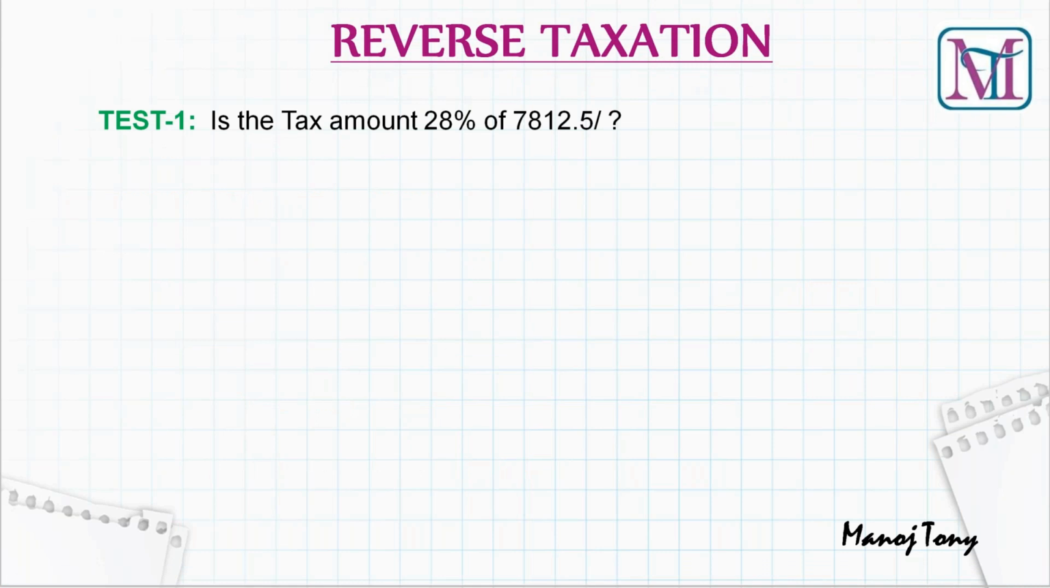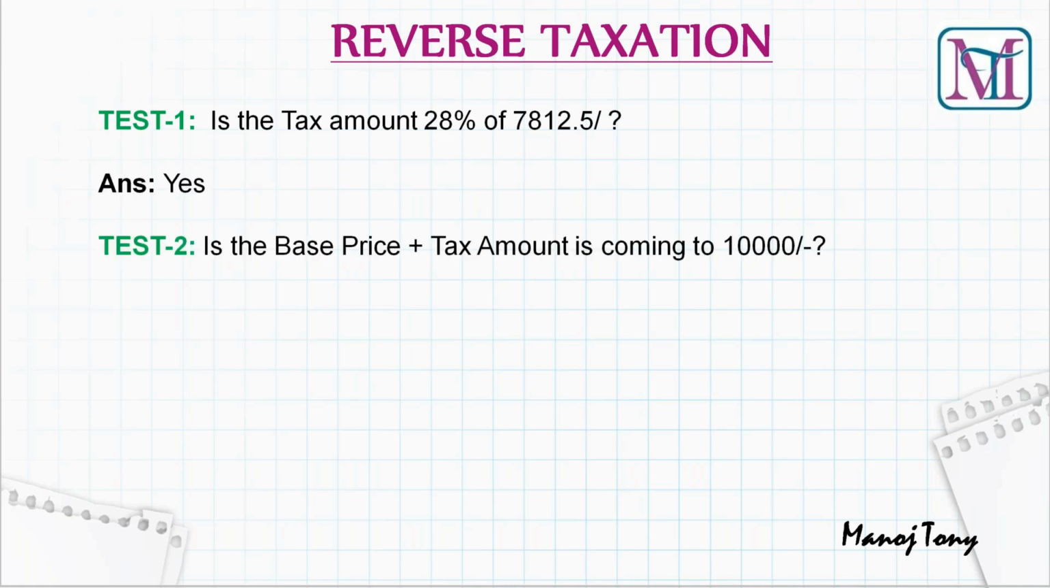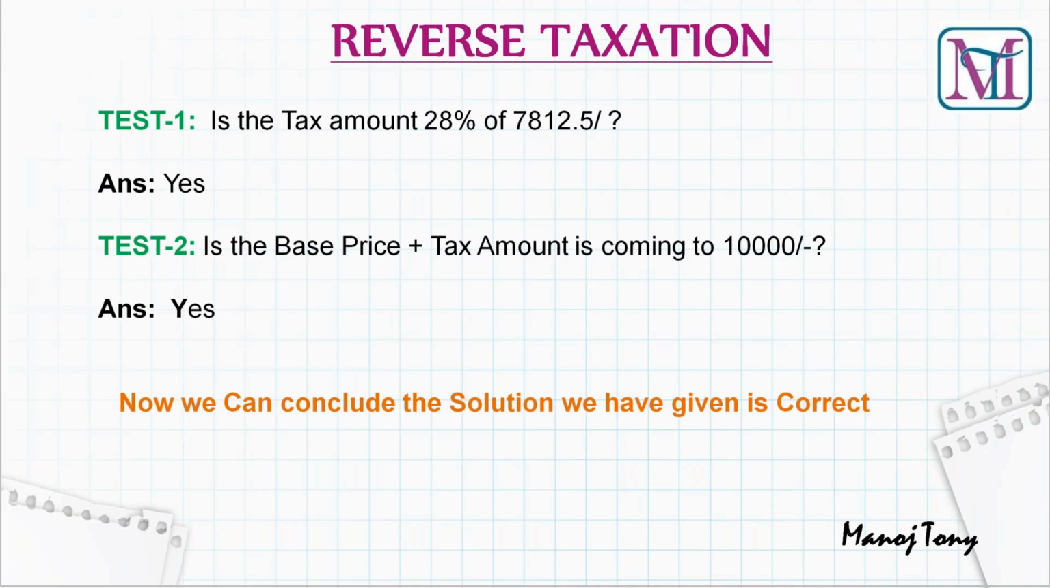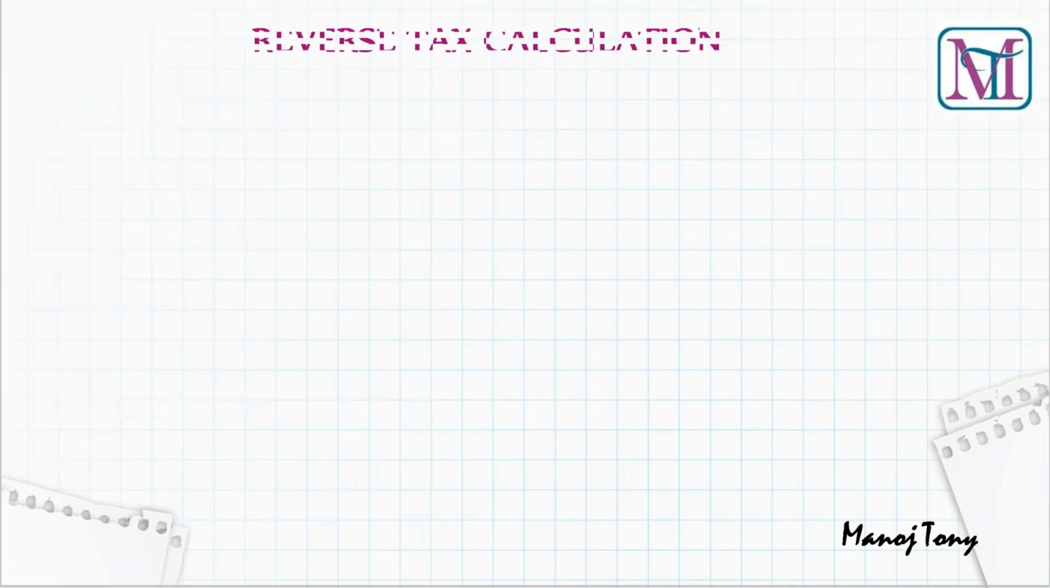Then test case 1, is the tax amount 28% of your base price 7812.5? Yes, we got this calculation. Then second is, is the base price plus tax amount coming 10,000? Yes, it is coming 10,000. So now we can conclude the solution. We have given the correct calculation.